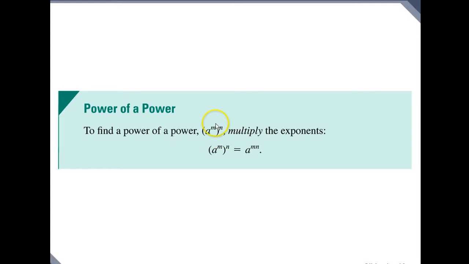Now here you're raising a power of a power. So to do this type, when it's inside a parenthesis and then there's another exponent outside, you don't add, you multiply the exponents. And there's the rule. And again, in your practice and quiz me, you'll be doing that.